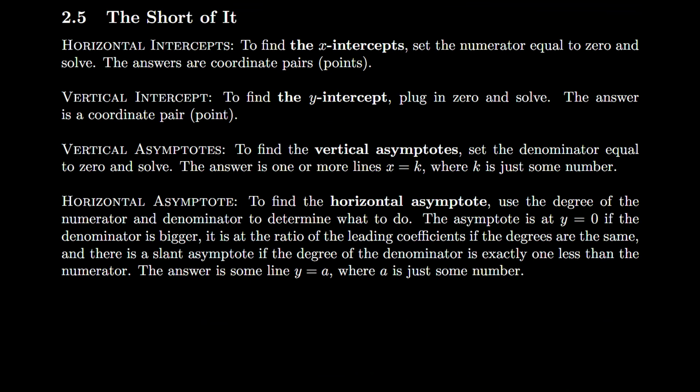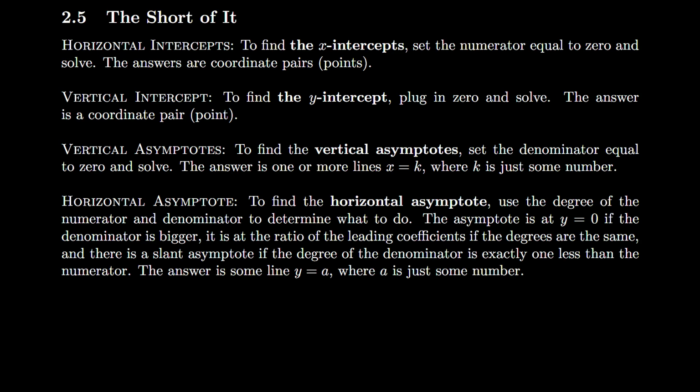Here's the short of it. Here's all of the notes condensed down into one little thing for you to write very quickly. I know that it's possible for you to go find these notes that have already been typed up for you and have them ready, and that's all great. Please write this down. If you write nothing else down the entire time, write this down. Horizontal intercepts. To find the x-intercepts, you set the numerator equal to 0 and solve. The answers are coordinate pairs because you wanted intercepts.